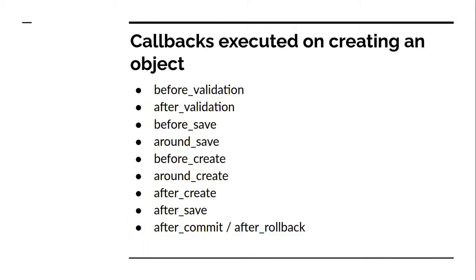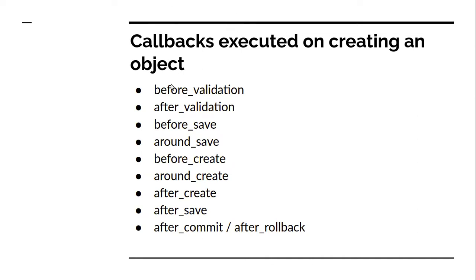So there are certain life cycle stages that we already discussed: creating an object, updating an object, and deleting an object. For every stage, Rails provides a different kind of callback for performing actions on an object. You can see here on my screen the callbacks executed when you try to create an object. There are many callbacks available like before validation, after validation, before save, around save, before create, around create, after save, and after commit.